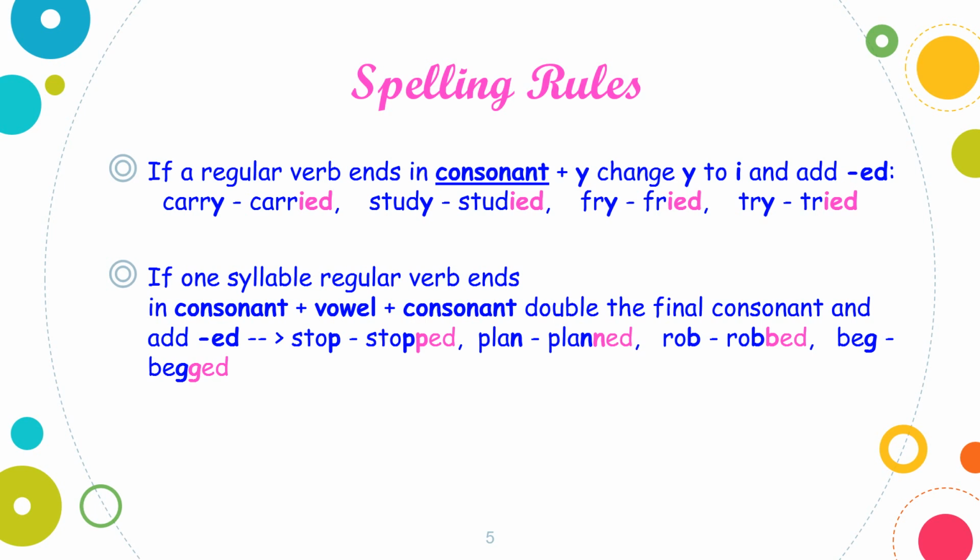And also, if a one syllable regular verb ends in consonant plus vowel plus consonant, double the final consonant and add ed. For example, stop, stopped, plan, planned, rob, robbed, beg, begged.